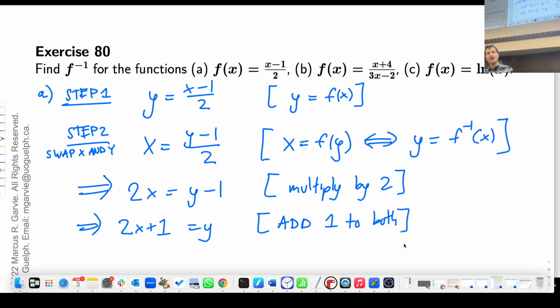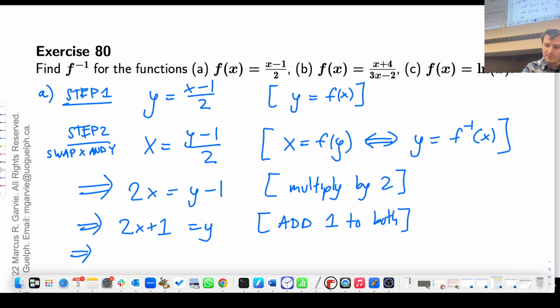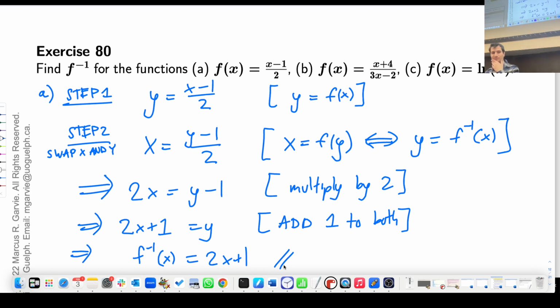Okay, and we've finally gotten to y equals 2x plus 1. That is the equation. Y equals 2x plus 1 is exactly what we're looking for. Y equals f of x. And so we have, if y equals 2x plus 1, f inverse of x is 2x plus 1. And then we're done. Very nice.